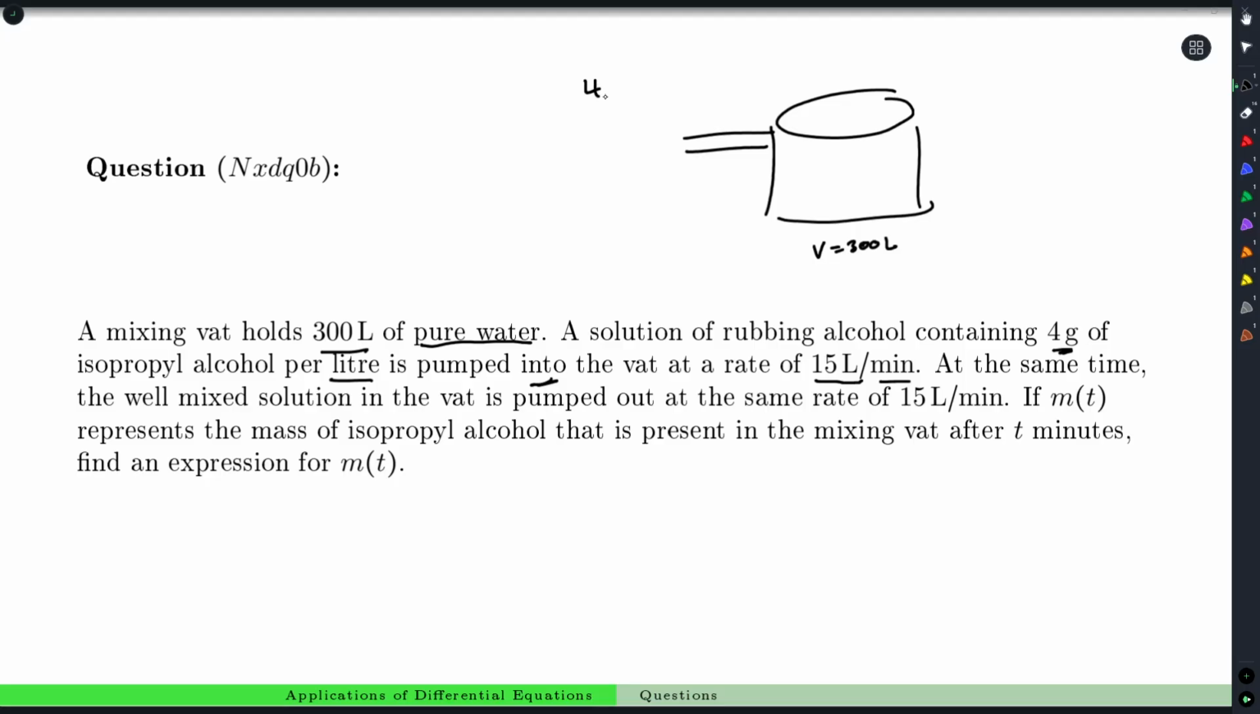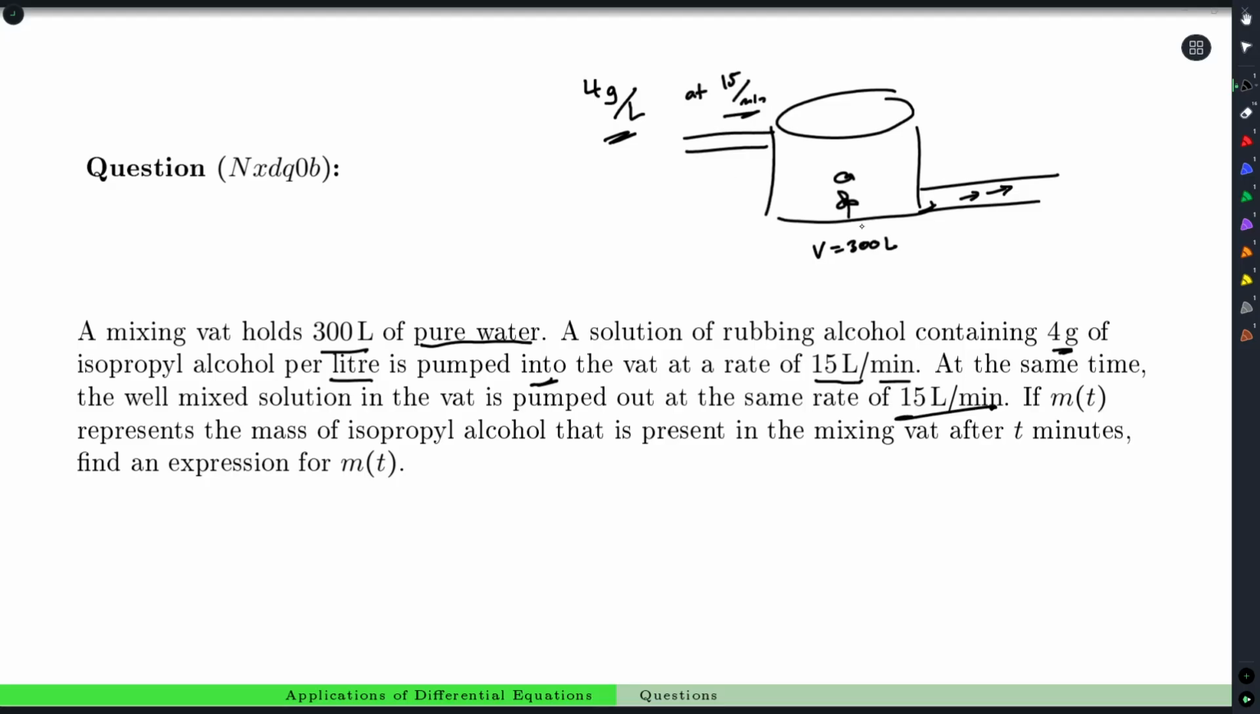And so we've got a concentration coming in, 4 grams per liter. And that's coming in at 15 liters per minute. Okay, so that's the flow rate in. That's the concentration of what's being pumped in. At the same time, the well-mixed solution in the vat, so we've got sort of a little spinning turbine in here, mixing all this stuff up amongst the water, is pumped out. So stuff's coming out of the vat at the same rate, 15 liters per minute.